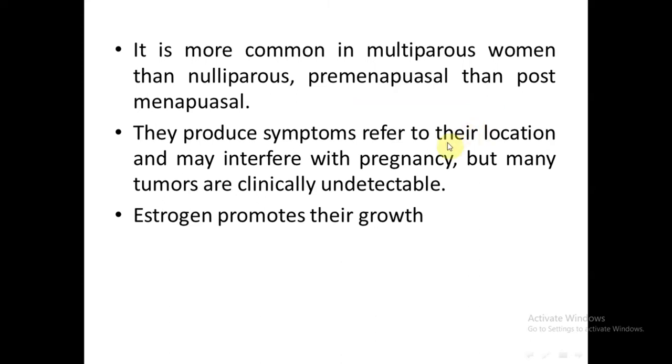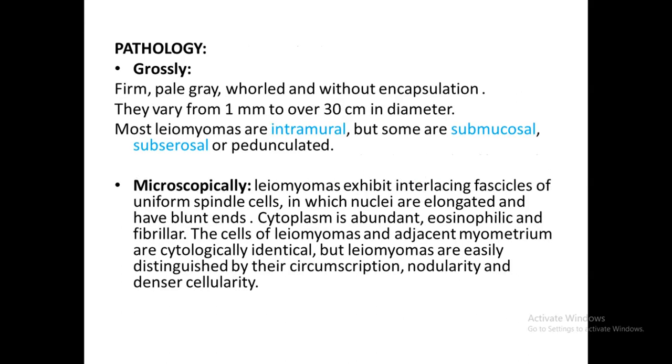Its clinical importance is that its clinical features are variable. It can be asymptomatic. It can cause abnormal uterine bleeding. It can cause infertility, and as we mentioned, estrogen promotes its growth. Pathologically, the tumor is firm, pale gray, and whorled. Being whorled is the most important gross pathological feature. It is well circumscribed, but it is not encapsulated.